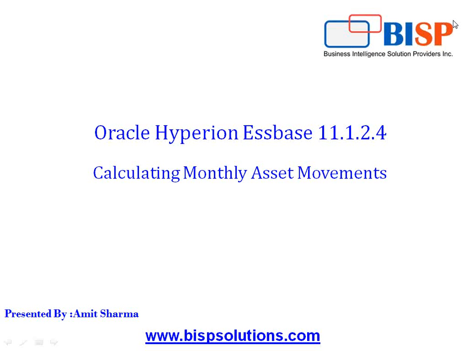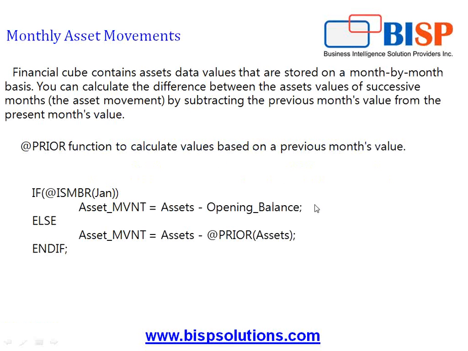In today's example, I am going to show you a simple case of calculating monthly cash movement or monthly asset movement. It's a fairly simple example where I'm going to calculate my cash or any of the assets. If it is the month of January, my asset minus opening balance. If it is other than January, the cash movement would be asset minus previous month of asset. You are basically trying to find the difference between current month asset and previous month asset. That is called your cash movement.